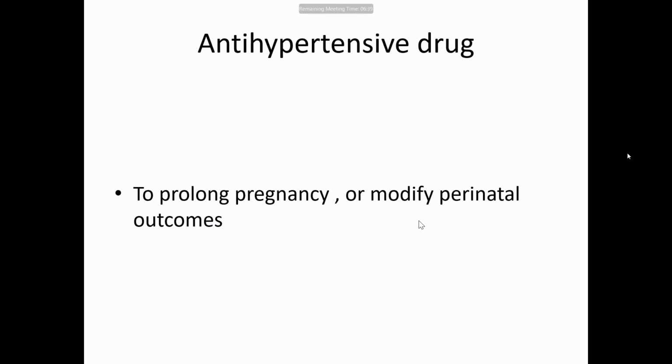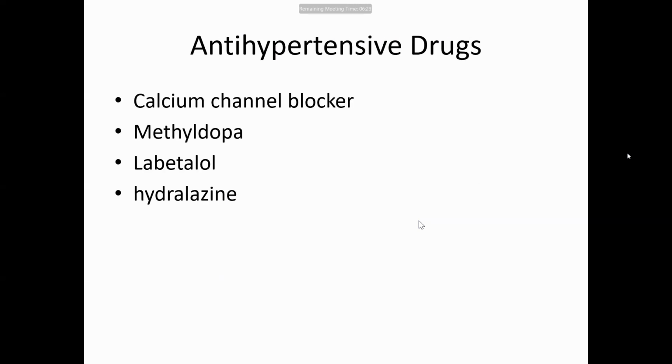Antihypertensive drug is not the treatment of hypertensive disorder in pregnancy. It is only a means by which we can control the blood pressure so that we can modify the perinatal outcomes, or we can continue a pregnancy for a few more days. So which antihypertensive do we use? What OBGYNs commonly use is a calcium channel blocker. Our nifedipine is available, which comes in plain and retard formulation.